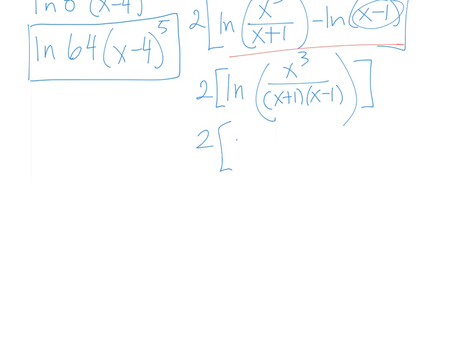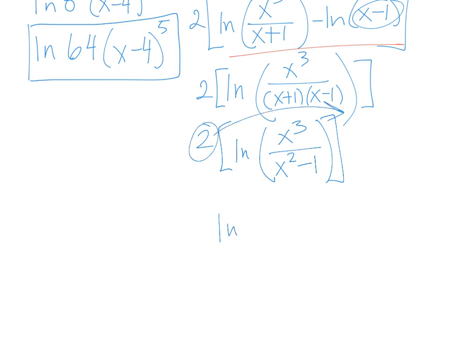So now I have ln of x to the third over x squared minus 1. All right, and the last step is here, I could apply the power property, and then I am done.